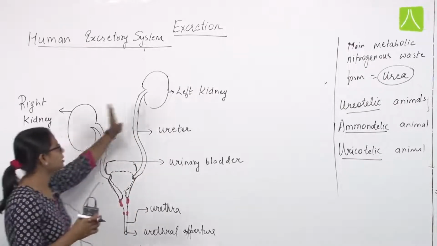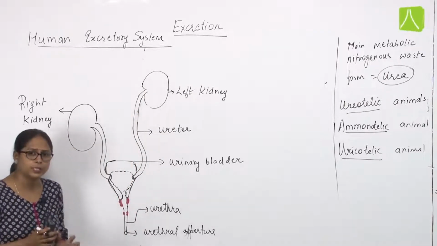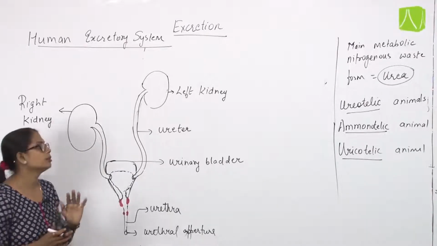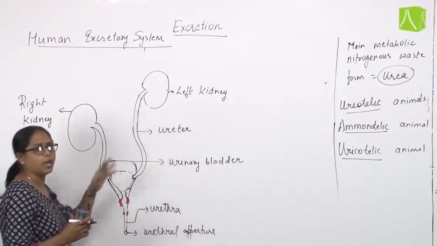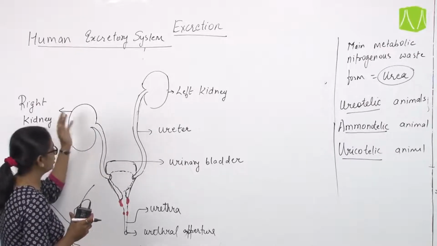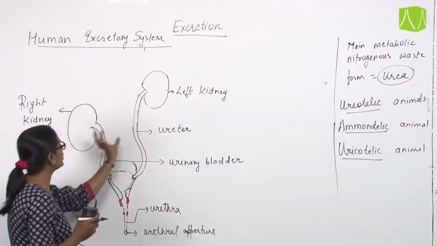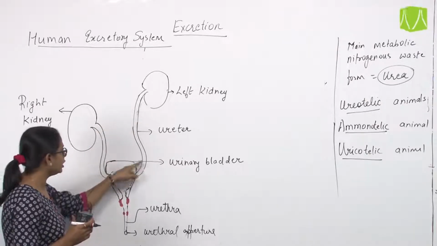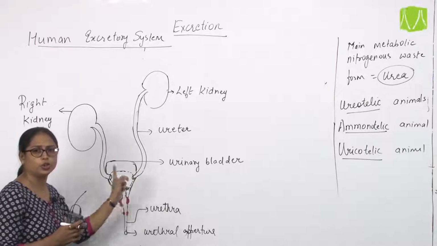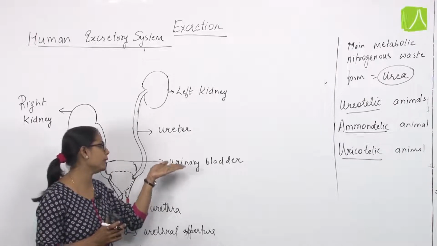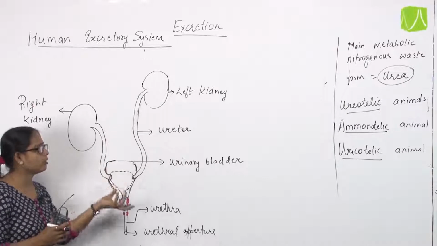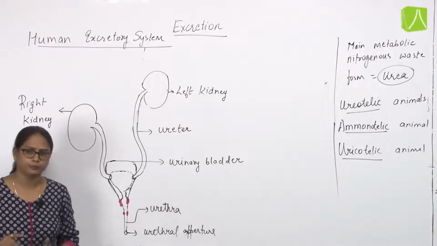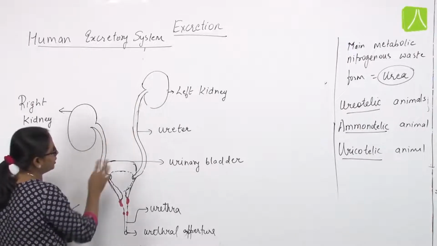Now, this is the main part where the formation of urine takes place, where the metabolic waste being produced in our system is converted into urine form. This urine then moves out of the kidney into these tube-like structures known as ureters, and the ureters then transfer the urine into this bag-like structure known as the urinary bladder. So the urinary bladder stores the urine for some time, and then releases the urine through the urethra. Now let's discuss one by one in detail.